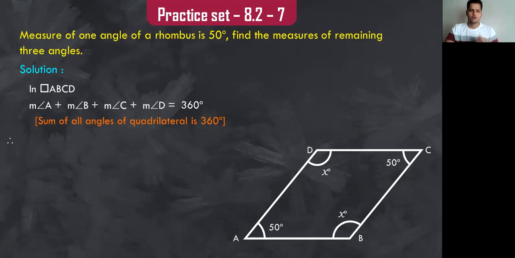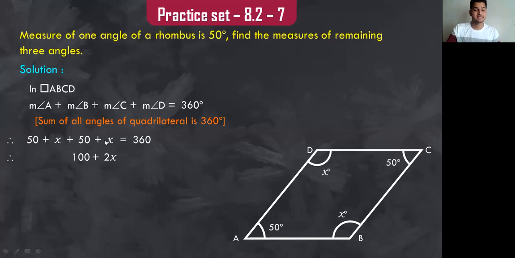Correct? Now, do we know the value of measure of angle A? Yes, it was 50. In the previous slide, we have assumed measure of angle B to be x degrees. Measure of angle C was 50 and measure of angle D is also x degrees. Now, bring all the like terms together. So, 50 plus 50 on the left side, when you add them, you will get 100. X plus x will give you 2x, as they are like terms because they are variables, is equal to 360.